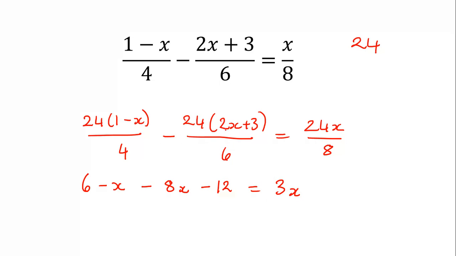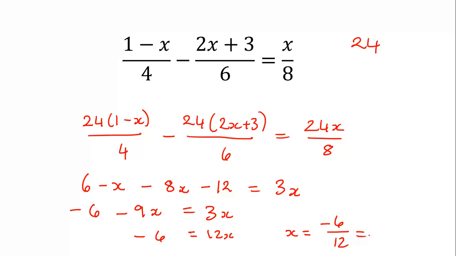You could do 24 times 2x, which is 48x, and then do 48x divided by 6. But either way you do it, it will simplify down to this. So I'm going to tidy it up. You might choose to do it a different way, but I like to simplify before I do anything else. So I've got 6 take away 12, so I've got negative 6 take away 9x equals 3x. So 12x equals negative 6, which actually, this is quite ugly looking, but actually x turns out to be negative 6 divided by 12, which is negative 0.5. So it looks horrible, but actually turned out quite nice.